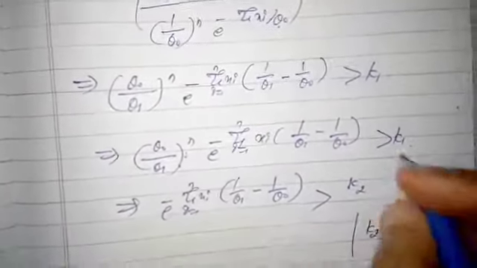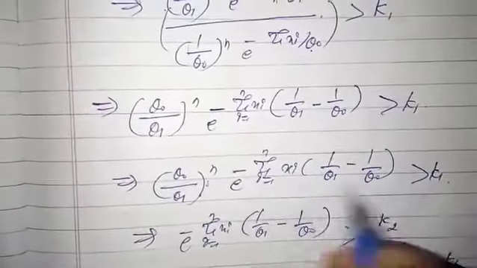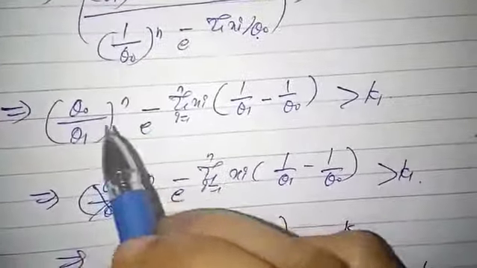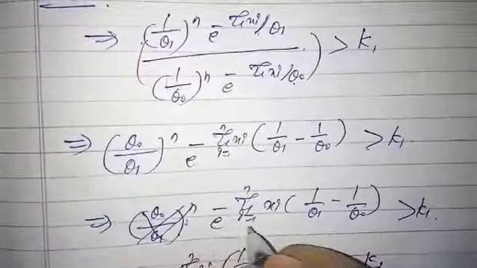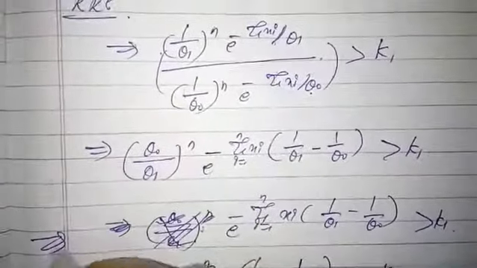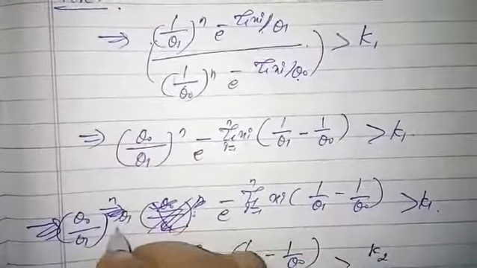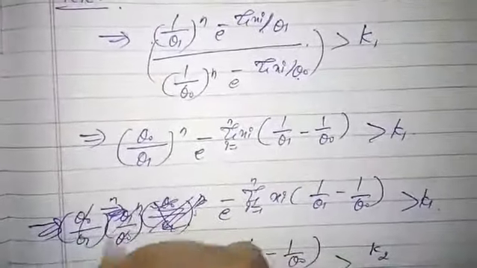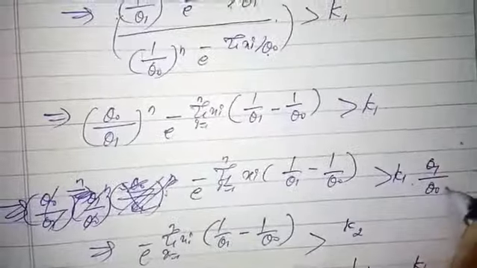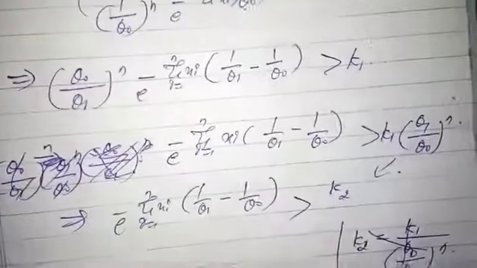Here we multiply by this term, that is, θ0 divided by θ1 to the power n, and then we multiply by (θ1/θ0)^n, so this term gets cancelled. Then here also we have to multiply that term, that is (θ1/θ0)^n, so that is k2 here, understood?